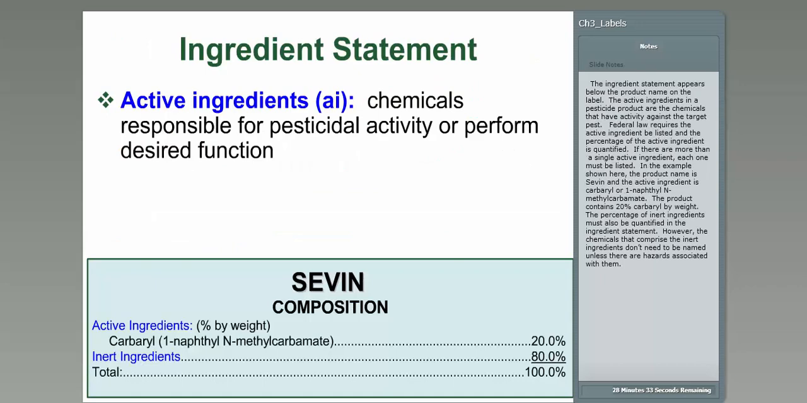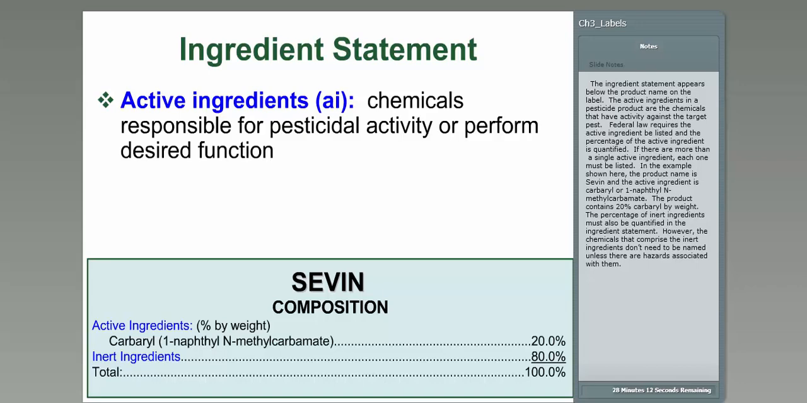The ingredient statement appears below the product name on the label. The active ingredients in a pesticide product are the chemicals that have activity against the target pest. Federal law requires the active ingredient be listed and the percentage of active ingredient is quantified. If there are more than a single active ingredient, each one must be listed.